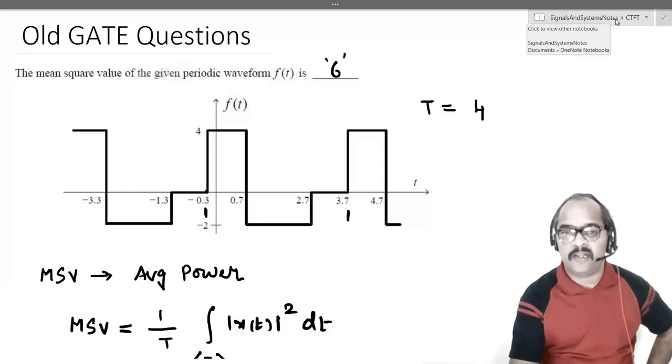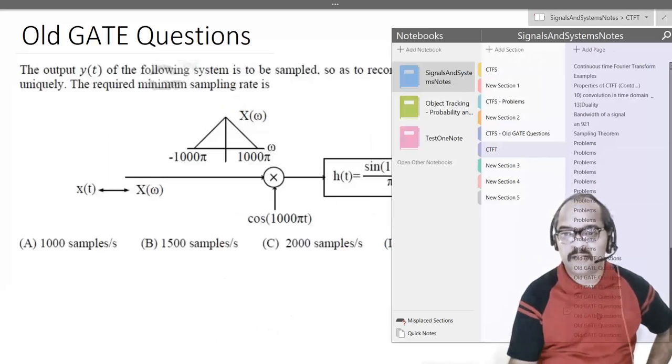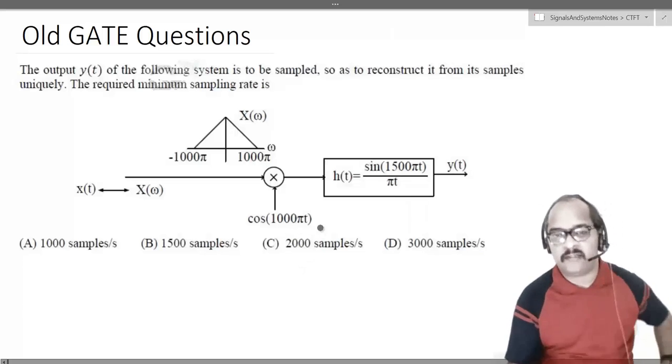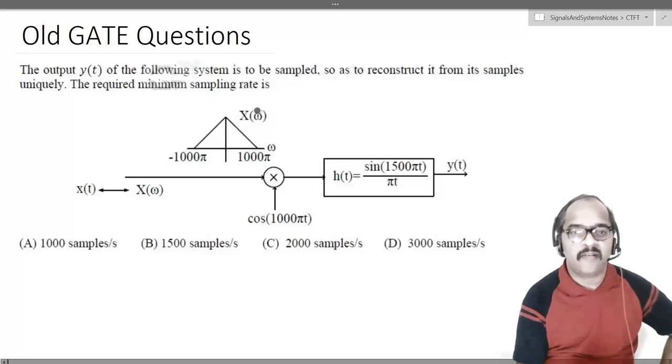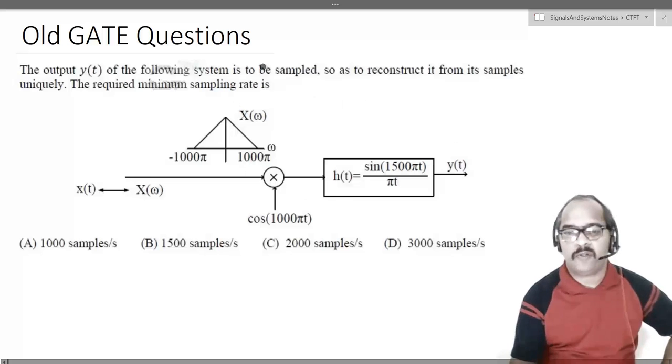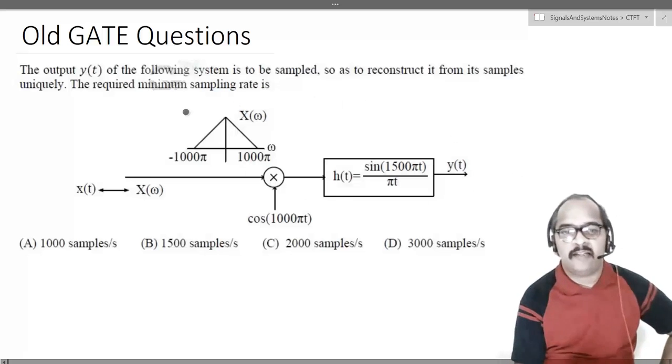So let's move on, that is a simple problem. Let's go to the next one, which is this one. A system is described with this block diagram. What is given here? The output is this. The output of this whole system is what? It is y of t.